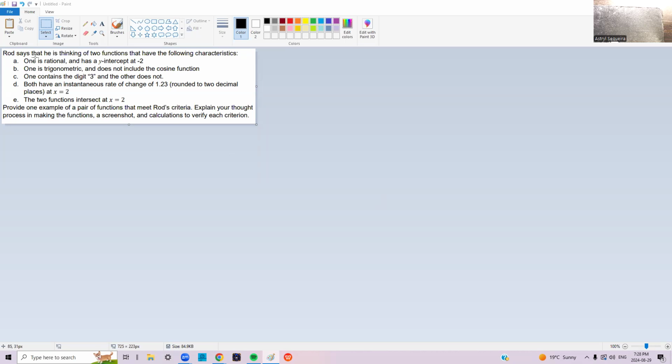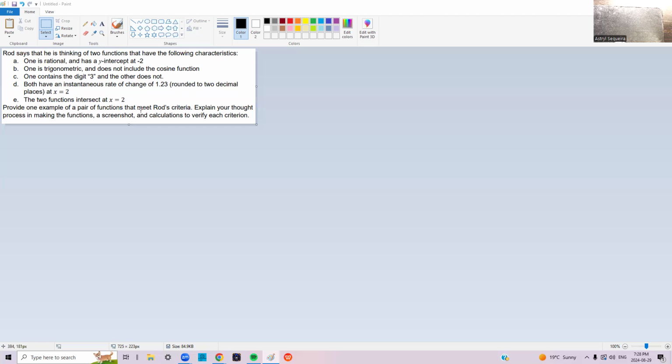It says Rod says that he's thinking of two functions that have the following characteristics. One is rational and has a y-intercept of -2. One is trigonometric, does not include the cosine function. One contains the digit 3 and the other does not. Both have instantaneous rates of change of 1.23, rounded to two decimal places at x equals 2. And the two functions intersect at x equals 2 as well.